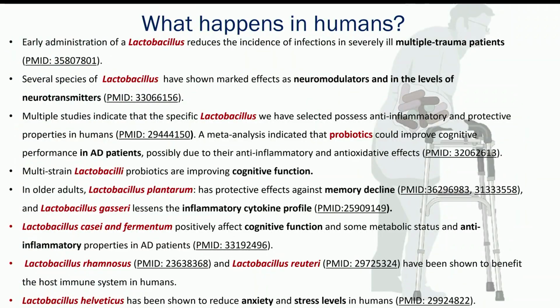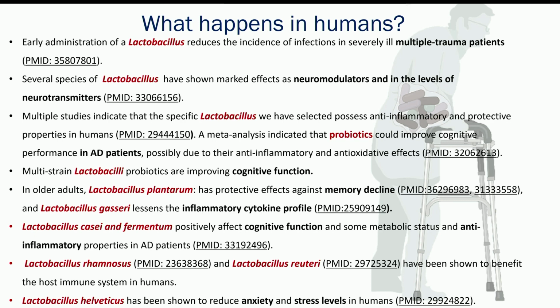So what we know is great. Some of the reviewers of papers and grants always ask the same question: what happens in humans? Because those were preclinical animal models in mice. So we searched the literature, and we found that Lactobacillus is associated with multiple trauma patients. There is a decrease of this family as well.